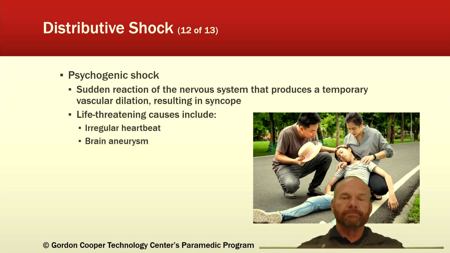So psychogenic shock. It's a sudden reaction of the nervous system that causes temporary generalized vascular dilation, leading to syncope or fainting. So what happens is we see that blood pools in the dilated vessels, resulting in decreased blood flow to the brain. The brain ceases to function normally due to the insufficient perfusion, and that causes them to faint. So, there could be some life-threatening causes. Potential serious underlying causes of psychogenic shock can be an irregular heartbeat, or even maybe a brain aneurysm. A rupture can lead to that loss of consciousness and other critical symptoms.